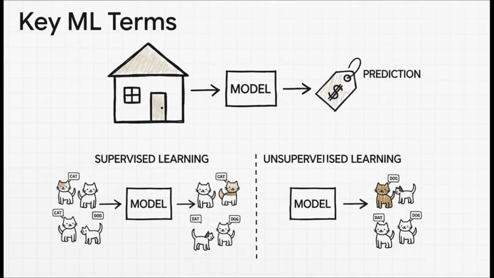And this leads to supervised learning, which is when you train your model with data that already has the correct label. You're supervising it. The opposite is unsupervised learning, where you just give it a bunch of data with no labels and say, hey, go find some interesting patterns for me.